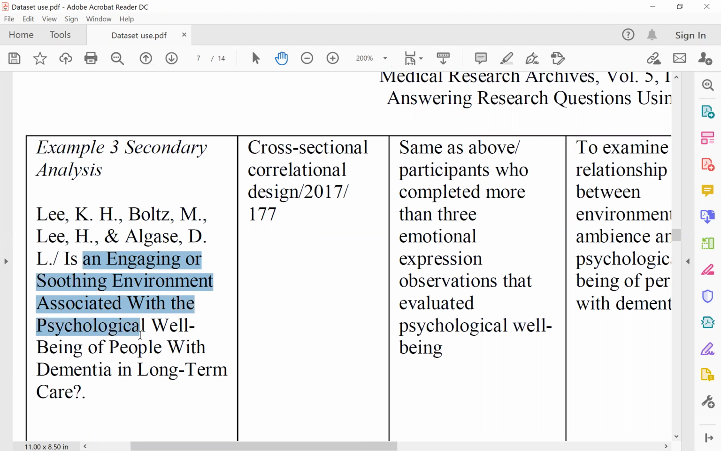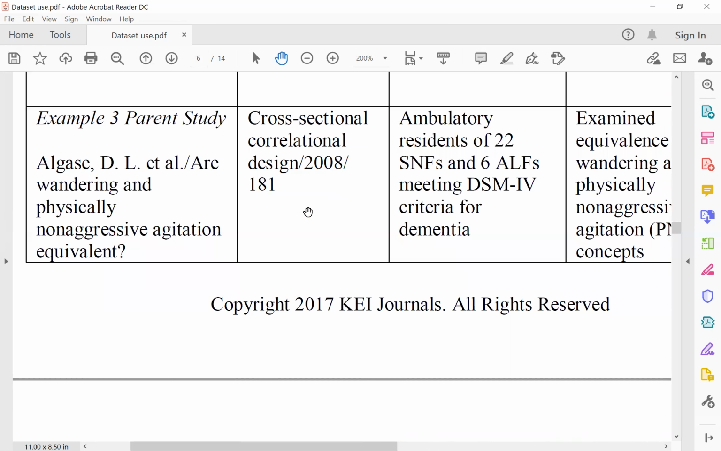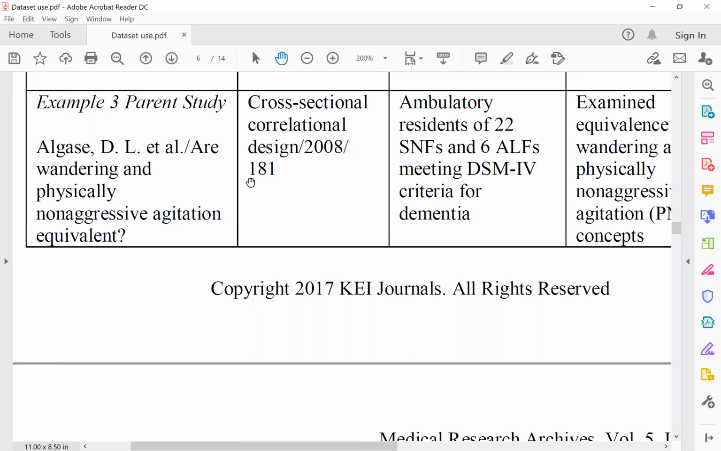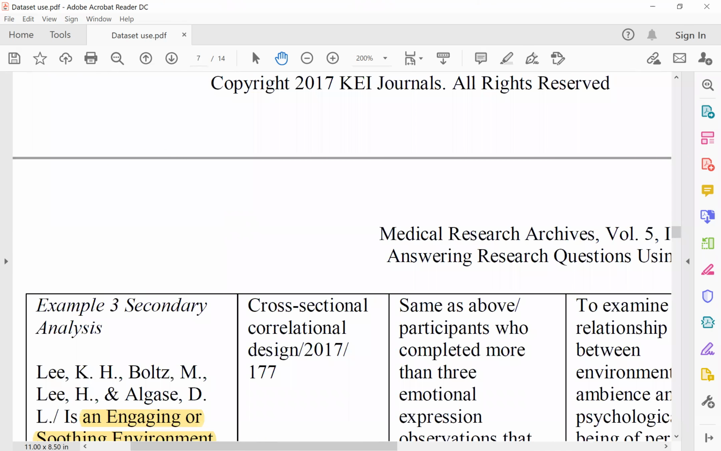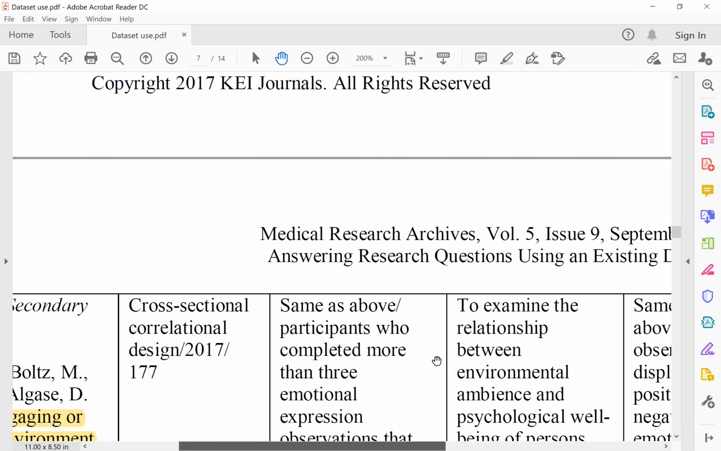of people with dementia in long term care? Is an engaging or soothing environment associated with psychological well-being of people with Alzheimer's or dementia in long-term care? Cross-sectional correlational design, 2017, and a smaller number of patients, 177.